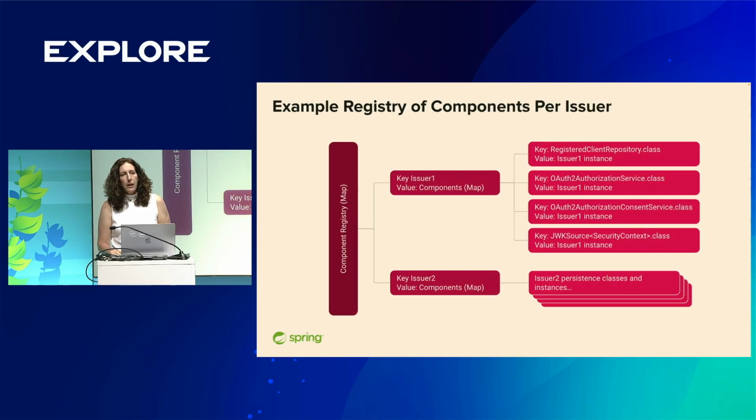So in the example that he created, first he creates an in-memory map where the first level is the issuer, the key is the issuer. So in this case, he had 2 different issuers. And then within each of those, he has another map that has the name of the class, which would be one of those 4. And then the value is the created object instance for that. So that's how he's keeping separate the components for each of those 2 issuers.